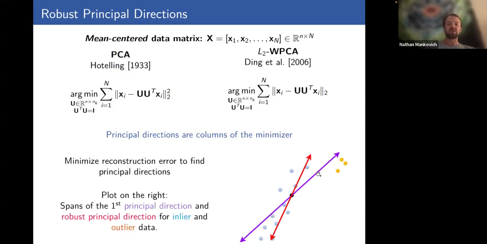And this is really the intuition that we want to see, is that if you have a data set and you have some outliers, maybe the first robust principal direction will be less corrupted by the outliers, meaning it'll better capture the inlier data. Whereas the purple, the normal principal direction is kind of corrupted by these outliers. This is also just a toy figure, but gets the idea across. So there are a lot of different ways to formulate robust principal directions, just in terms of formulating these optimization problems.